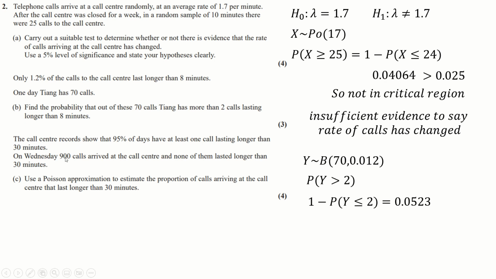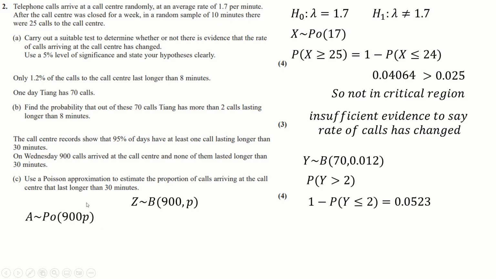So we can use this information. 900 calls arrived, and none of them lasted longer than 30 minutes. We can use this information to help us, because we can say, let's set up a binomial with n being 900 and this unknown p-value that we're going to try and figure out. But we know that, firstly, it says estimate, right? So we're going to estimate this to be a Poisson, so that's just going to be np for lambda, so that's 900p on our Poisson.